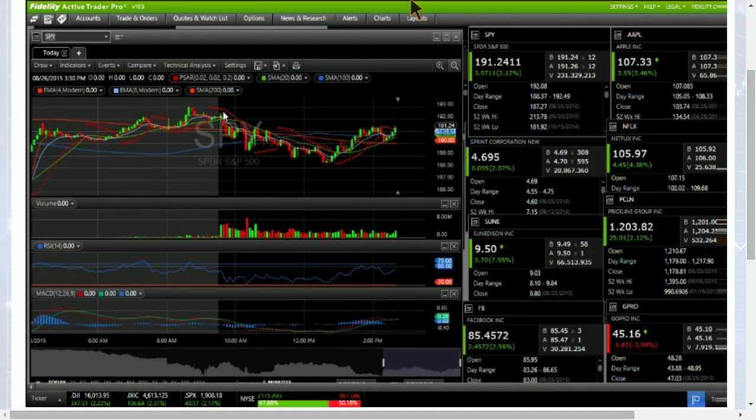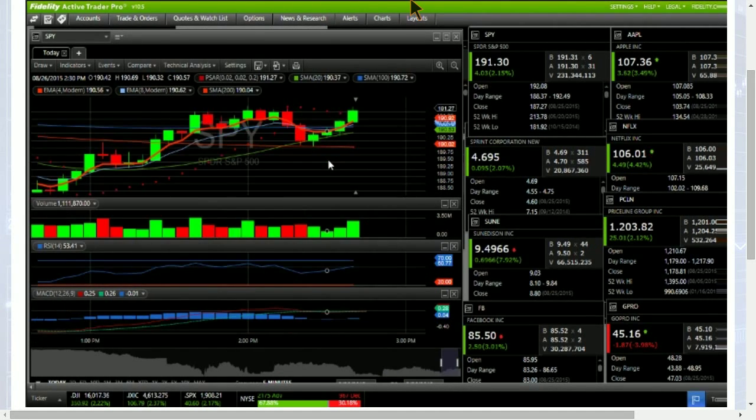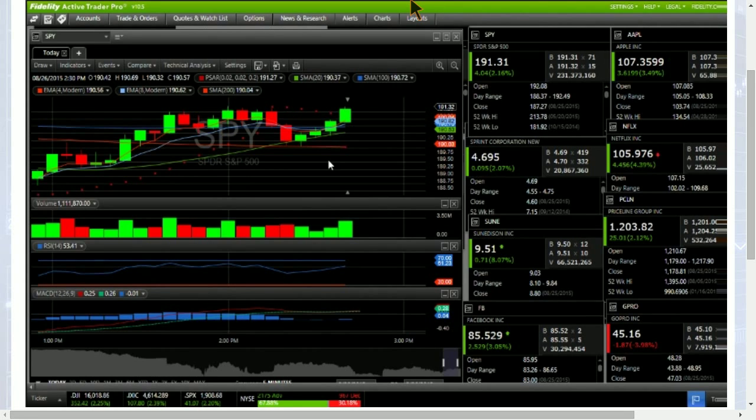SPY was temporarily rejected from that level. I'm going to keep a close eye on it as we don't want to see a double top form here. Making its way back up. Sweet volume for the bulls. Here we go again. Another test.